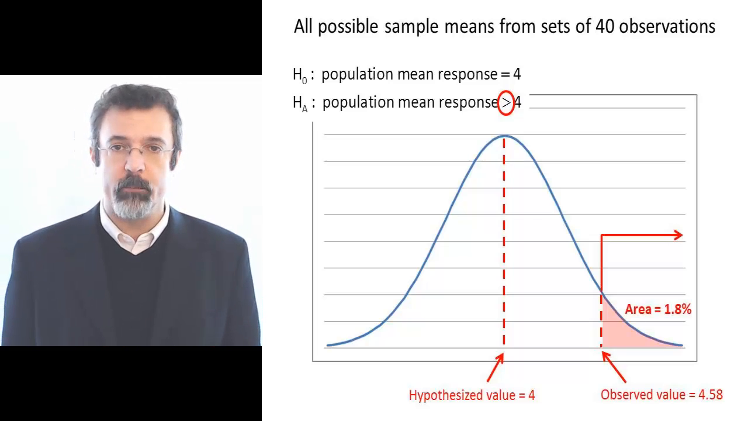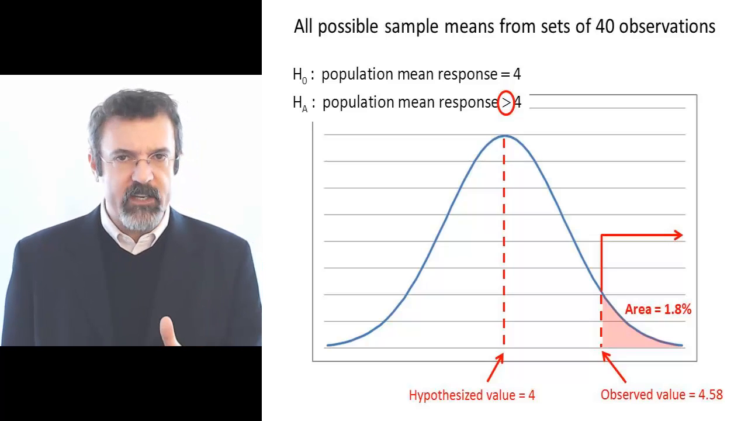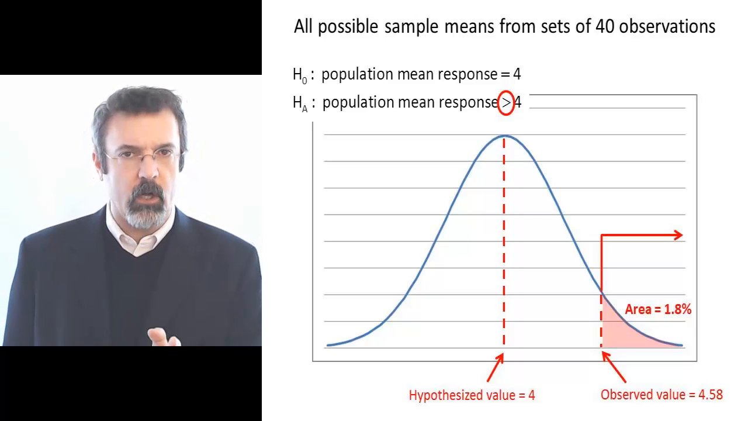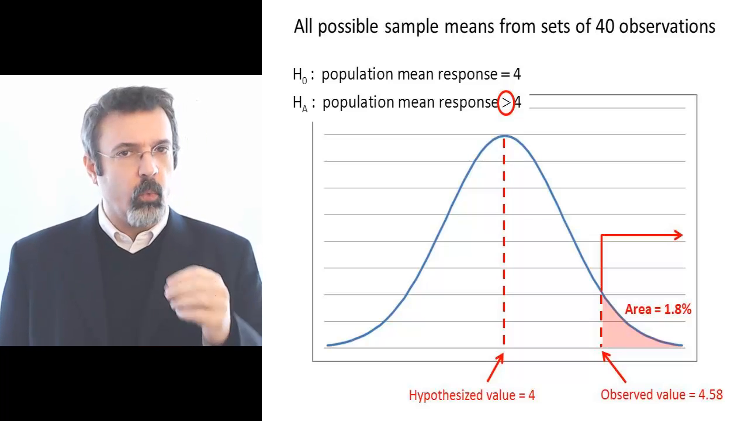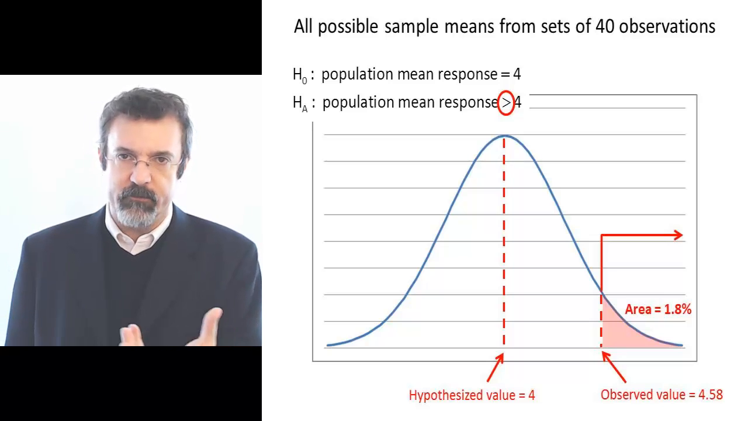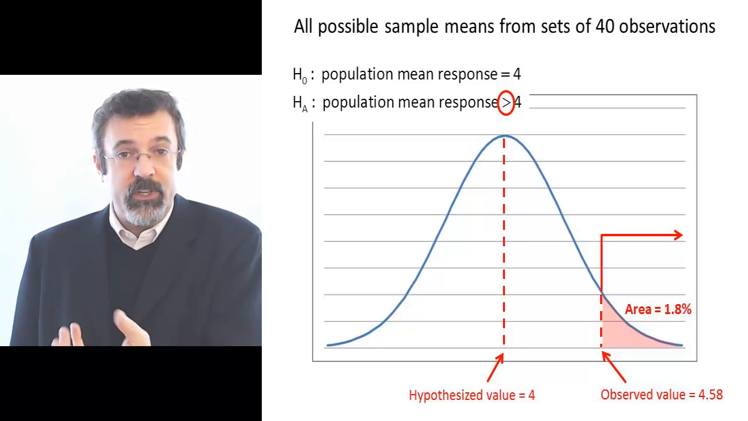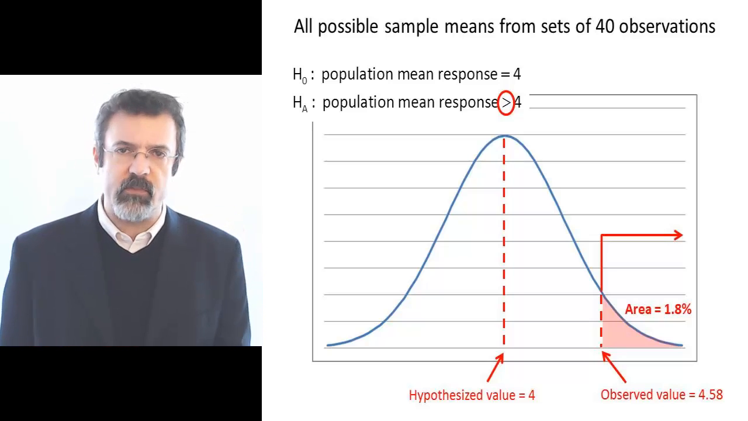That area is 1.8%. So in English, we would say something like, assuming that the population of all college students would rate this product at an average of 4, there's a 1.8% chance that we should have drawn a sample of 40 students that would have shown an average of 4.58 or more. So is this evidence for rejecting or not rejecting the null hypothesis?